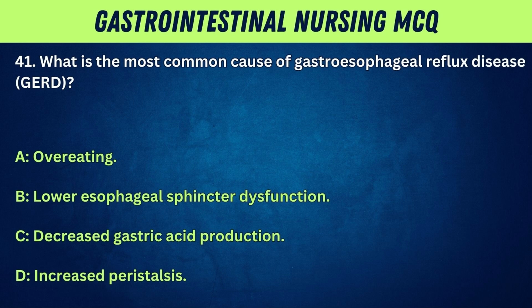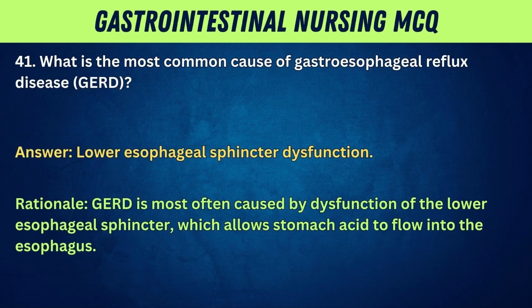41. What is the most common cause of gastroesophageal reflux disease, GERD? A. Overeating. B. Lower esophageal sphincter dysfunction. C. Decreased gastric acid production. D. Increased peristalsis. Answer: lower esophageal sphincter dysfunction. Rationale: GERD is most often caused by dysfunction of the lower esophageal sphincter, which allows stomach acid to flow into the esophagus.